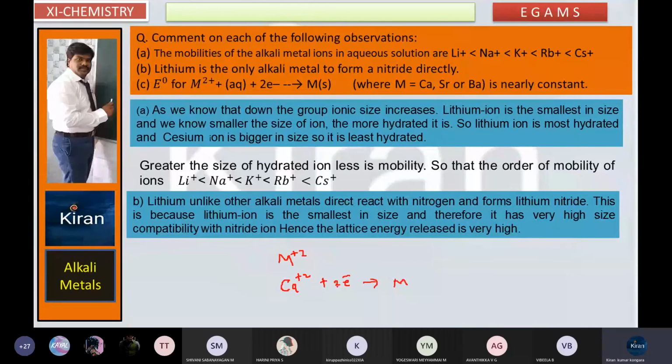When a cation adds 2 electrons, the charge will be neutral. You are getting a solid metal M. The same way, for the magnesium ion, when you want to get neutral, you have to add 2 electrons. This is the ion, and this is the solid metal. So in this reaction, M2+ plus 2 electrons, you are getting solid M, where M is calcium, strontium, and barium, and the value is nearly constant. So we are going to see what observation you have to make in this case.